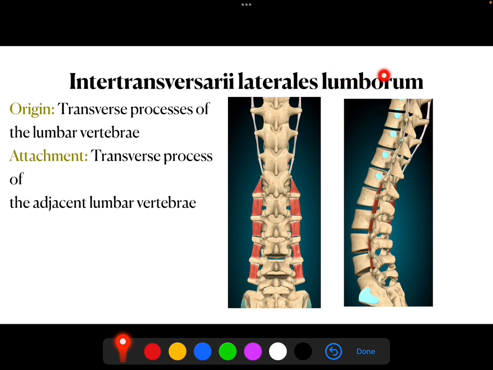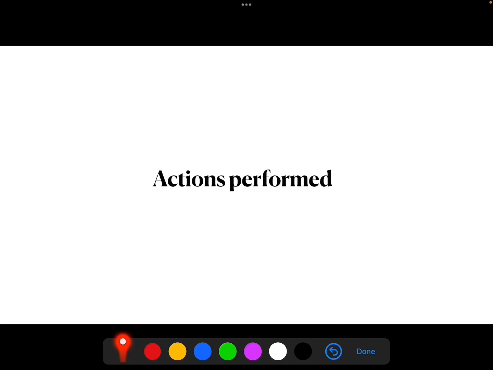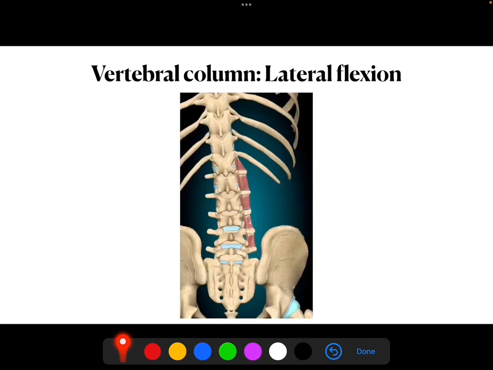Intertransversarii laterales lumborum. It originates at the transverse process of the lumbar vertebrae and attaches at the transverse process of the adjacent lumbar vertebrae. Actions performed by this muscle: lateral flexion of the vertebral column.